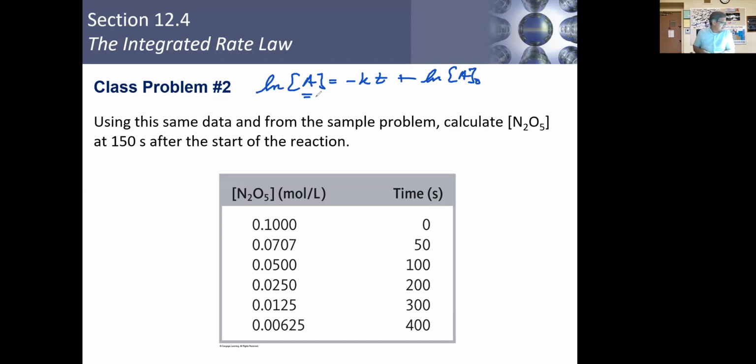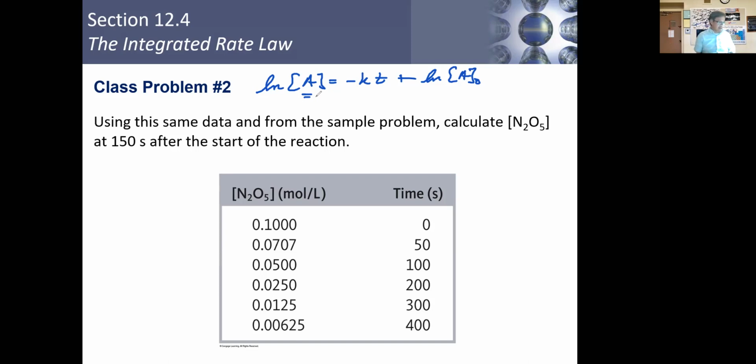Okay, we want to find that concentration right there. Take about a couple minutes to work that out, and then we'll go over it together. Take a couple minutes, work that out, and let's see what you come up with. Then we'll compare answers. Okay, 2 minutes.